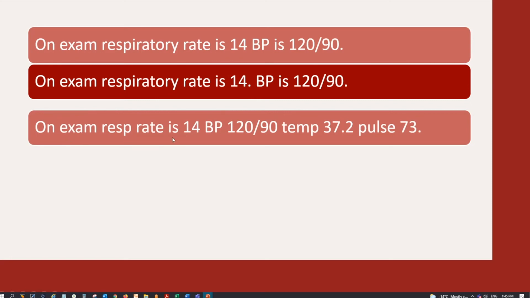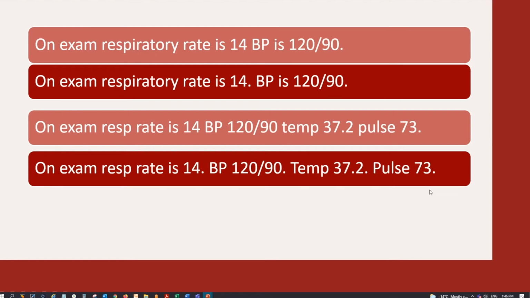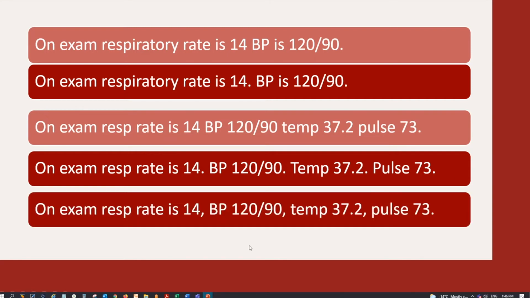On exam, resp rate is 14, BP 120/90, temp 37.2, pulse 73. So we've got one verb there. We just have one. That's a complete sentence, and the rest don't have verbs. So there's a couple ways we could do this. We could put a period after each vital sign. That's perfectly fine. Or you could put a comma after each one. If one of these had a verb later on, you would need to start a new sentence for that. So say it said pulse is 73, you would need a new sentence for that because the is would create a new complete sentence. So either one of these would be fine.